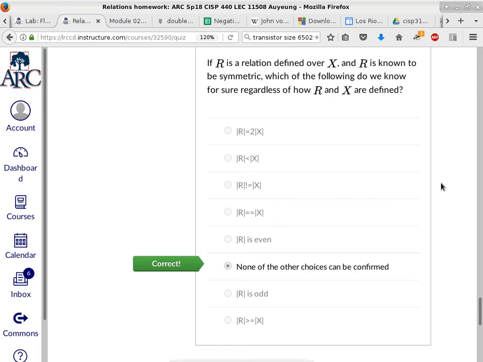So when you look at the question, can R be symmetric? Well, the empty set can be symmetric. Well, empty is even, okay? But if R has one single element, let's say A, and you define ARA in the relation, is that relation still symmetric? Yep. So I can eliminate that as well.